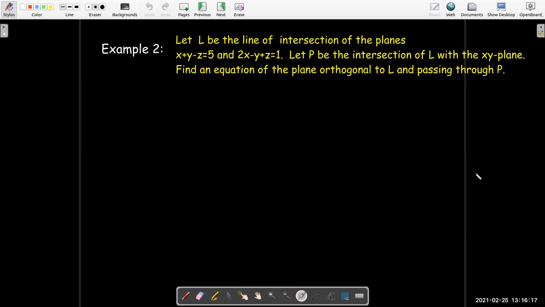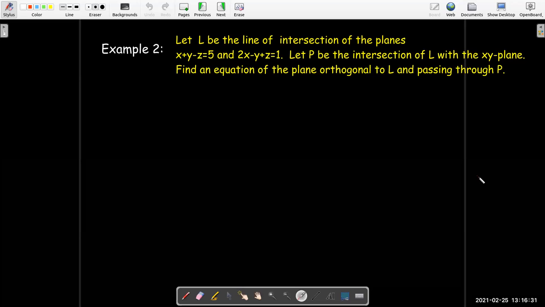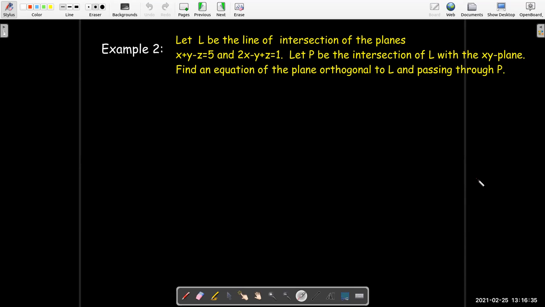In our second example, we're going to have a line of intersection of two planes. And that line we're going to call L. And L is going to intersect with the xy plane. And we'd like to know what that point P is. And so we'd like to find an equation of the plane which is orthogonal to L and passing through P. So it sounds complicated, but actually the fact that the plane we are looking for is orthogonal to L means that we could use the direction vector of L as the normal vector for the plane that we're looking for. And finding the point P is actually going to be pretty easy.